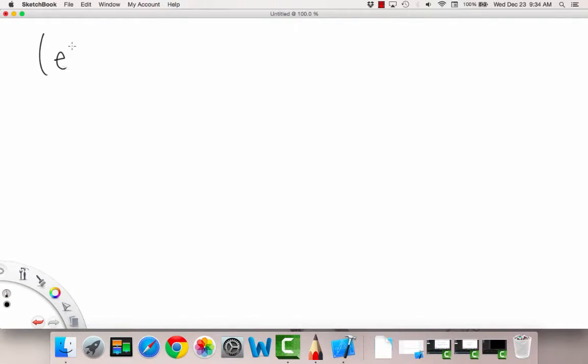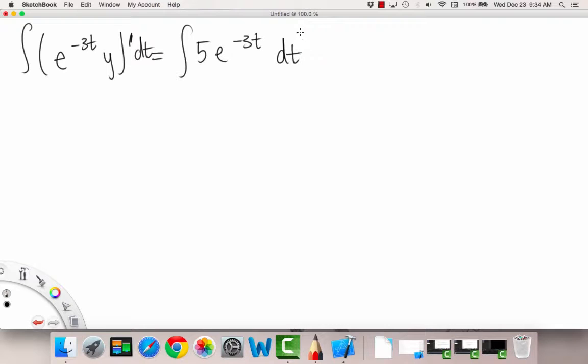So we have e to the negative 3t times y, and then everything prime, is equal to 5 times e to the negative 3t. On both sides now we're just going to integrate with respect to t, and on the left side this is nice and easy. Those just cancel out, so we get e to the negative 3t times y is equal to, and then we do have to integrate on the right side, which isn't a big deal.